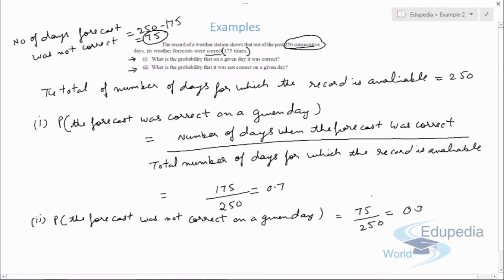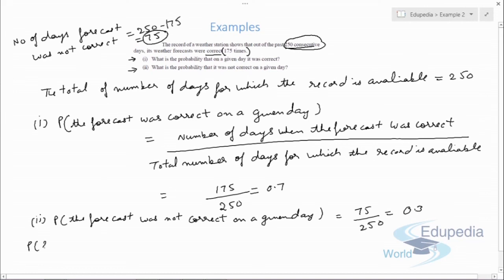The way to check the probability is that when we sum these two probabilities, it should come out to be 1. Why? Because only two events can happen out of the given data: whether the forecast will be correct or whether the forecast will not be correct.